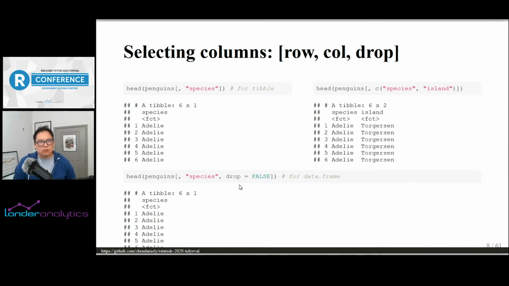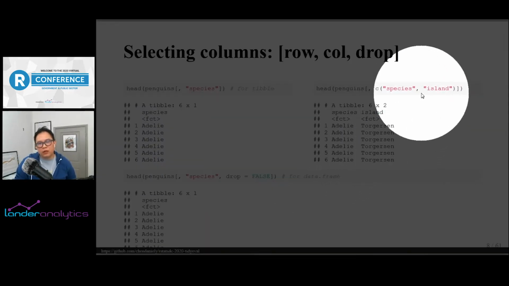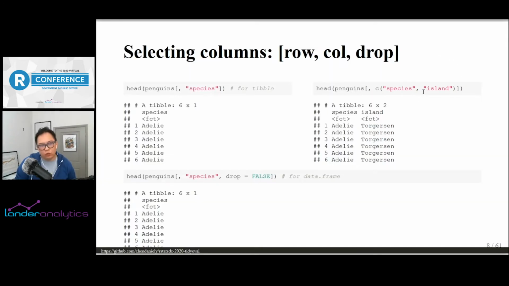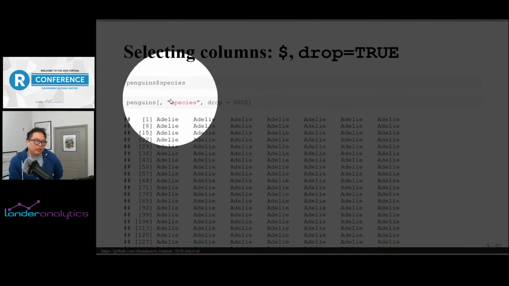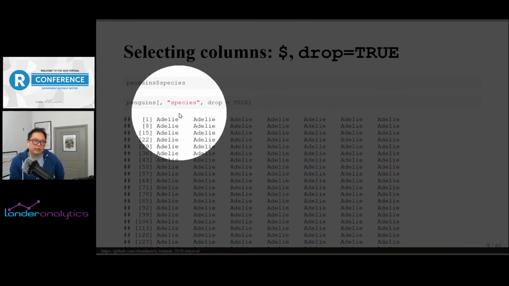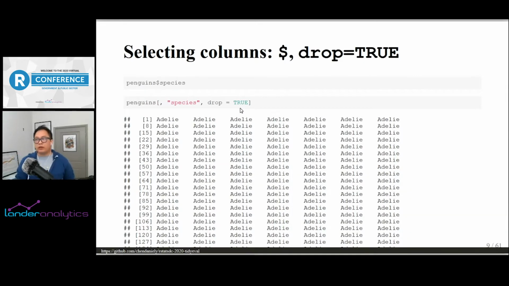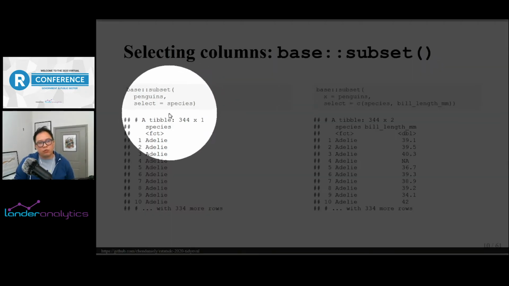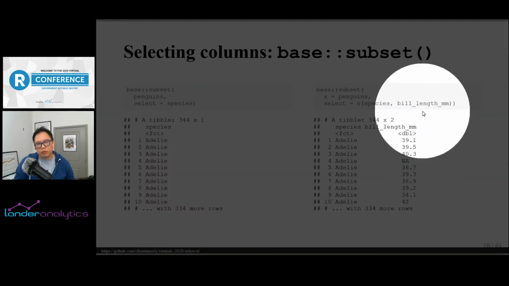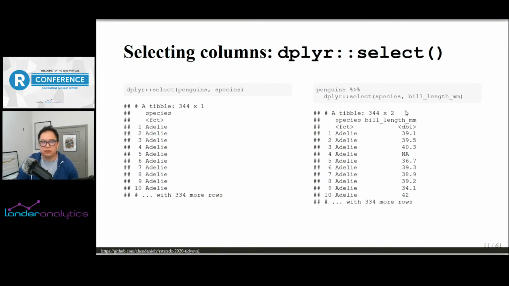Tibbles and data frames. If we need to select multiple columns, we can pass in a little vector of two things, and then we can select multiple columns. Another way we can select columns is using a $sign. So we can use the $sign or a single column with drop equals true, and then we'll get a vector object back. In base R, there is a subset function that sort of behaves very similar to dplyr in the sense that we don't have to put quotations around the columns that we want. We can just use the column names as is.